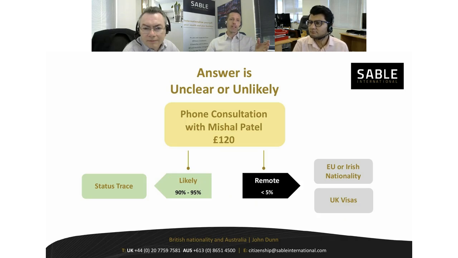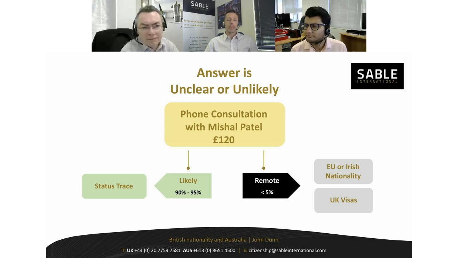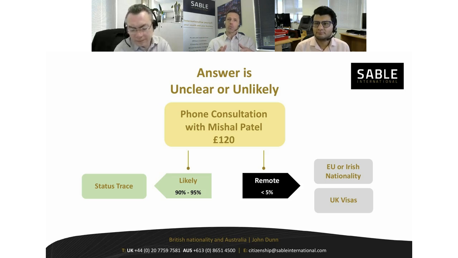If you do fall under the unclear or unlikely answer, as I mentioned, generally we need some more information from you. There is an option to do a phone consultation with Michelle. The idea of that phone consultation is for him to have a better look at your family tree and move you from unclear or unlikely into a likely position, where we can then move you into a status trace. Or there's a possibility that he can see that it is a remote chance of getting British nationality, and then he can possibly give you advice on EU, Irish nationality, or UK visas.